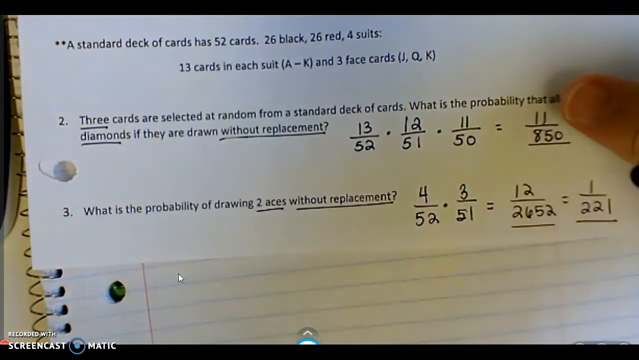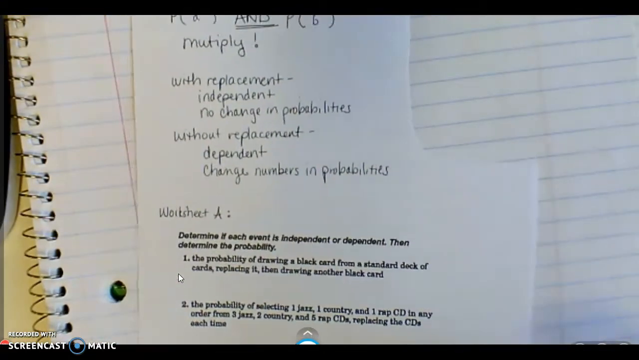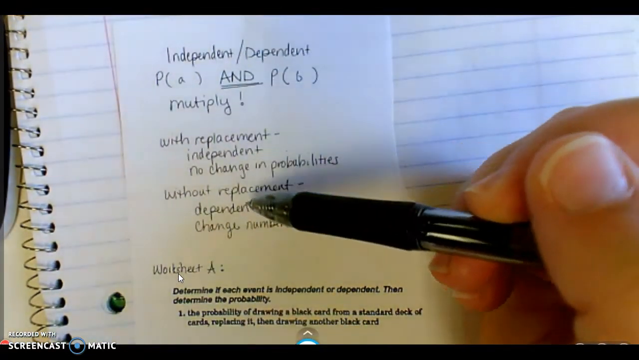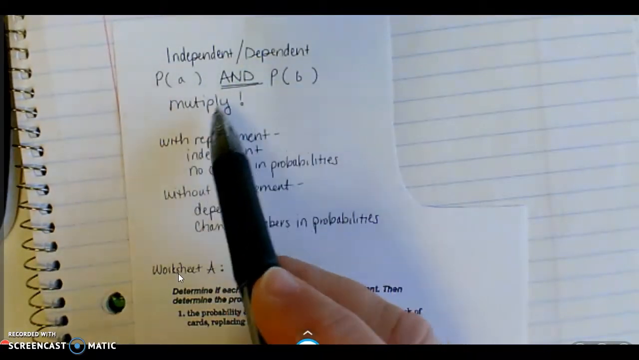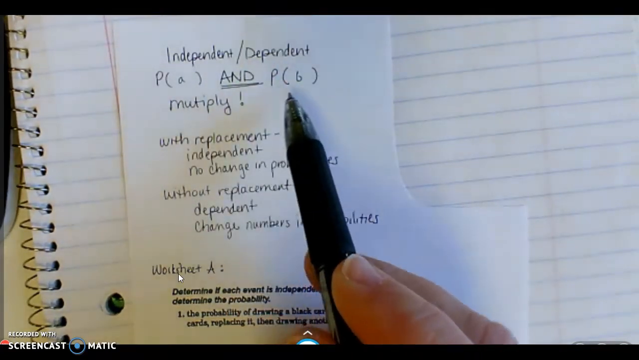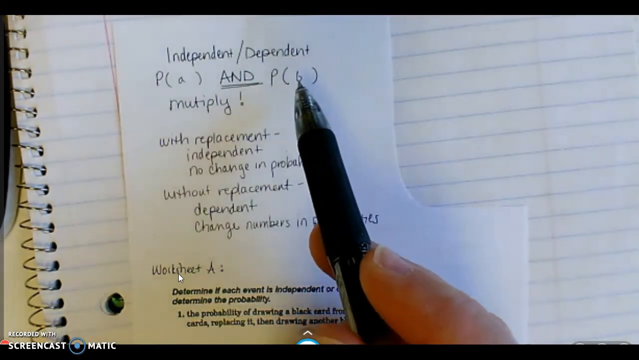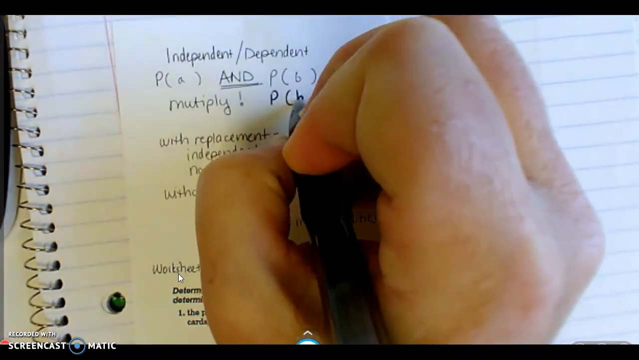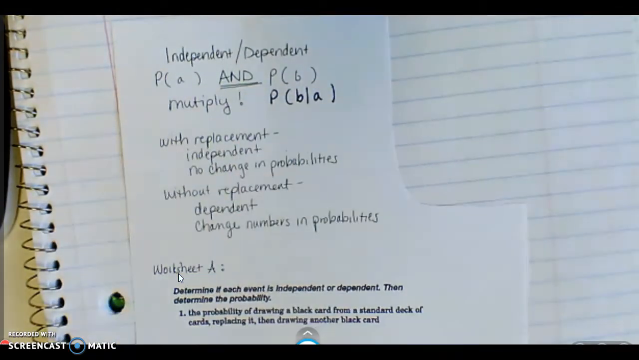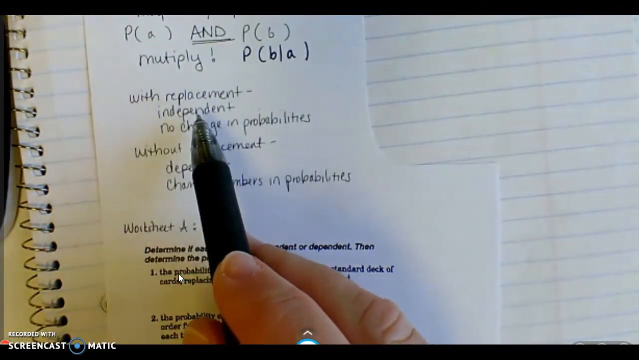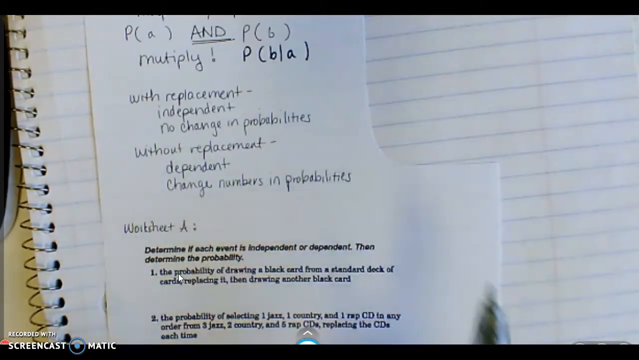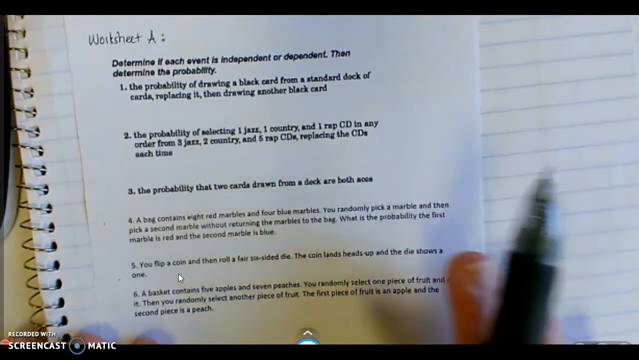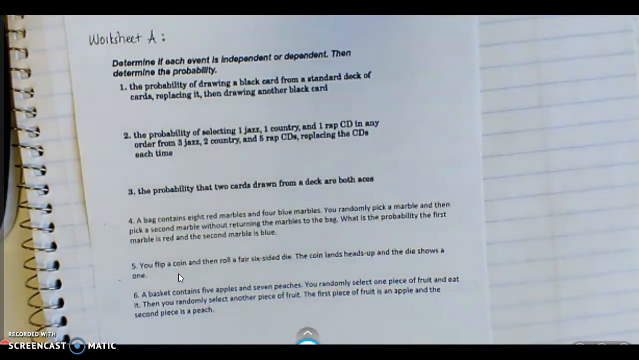Okay, I got a few more problems I want to look at with you to talk about independent and dependent. In case this is helpful for you, it just gives you some more information. Independent and dependent, you multiply. The probability of B with dependent is really the probability of B given A. So we're just remembering that, but we're still just multiplying 2 things together. With replacement means independent and there's no change. Without replacement is dependent and there's a change. Okay? So here's just some more examples where we're trying to figure out if it's independent and dependent, and then we're also figuring out the probability.